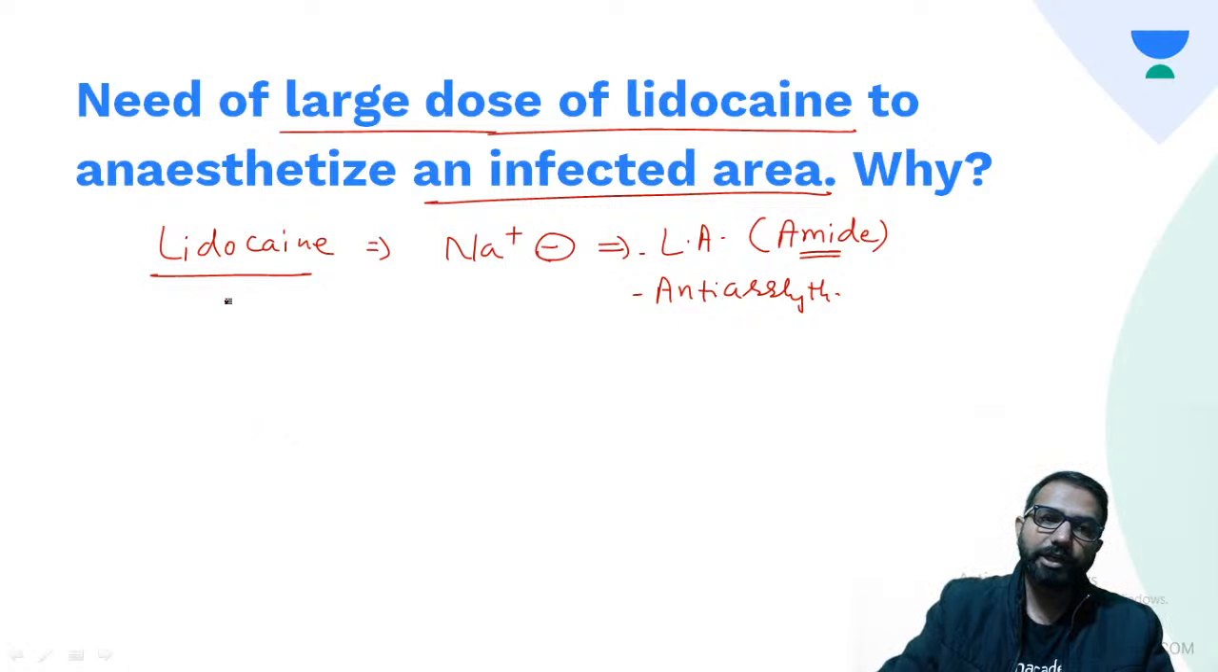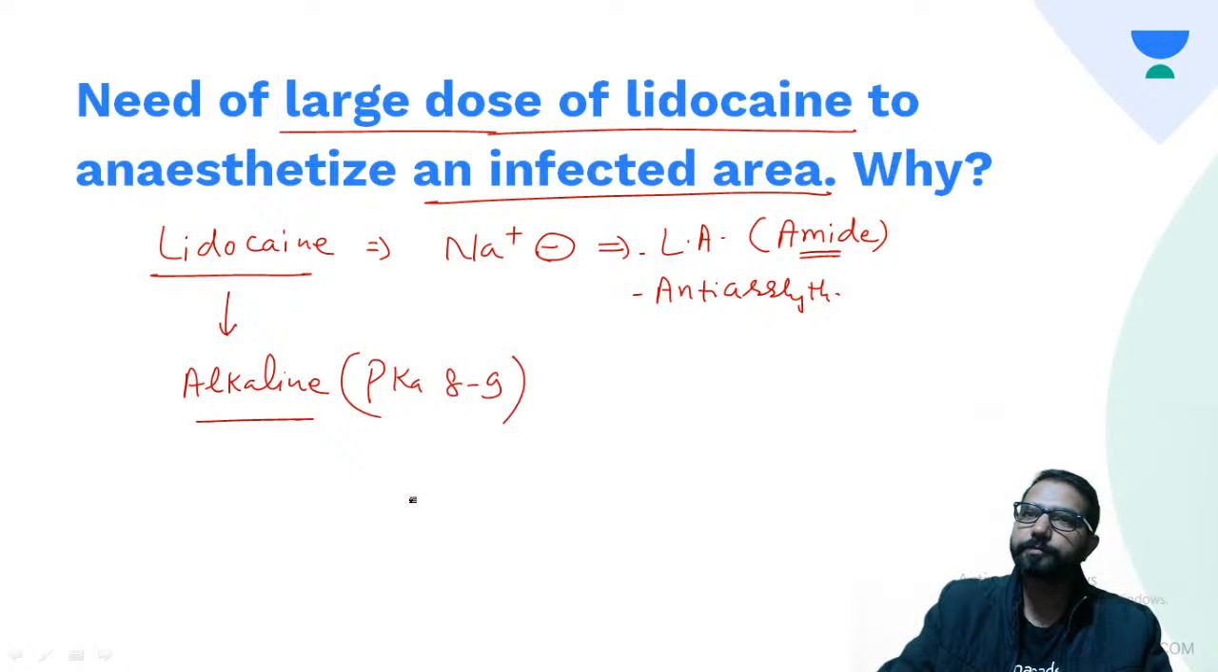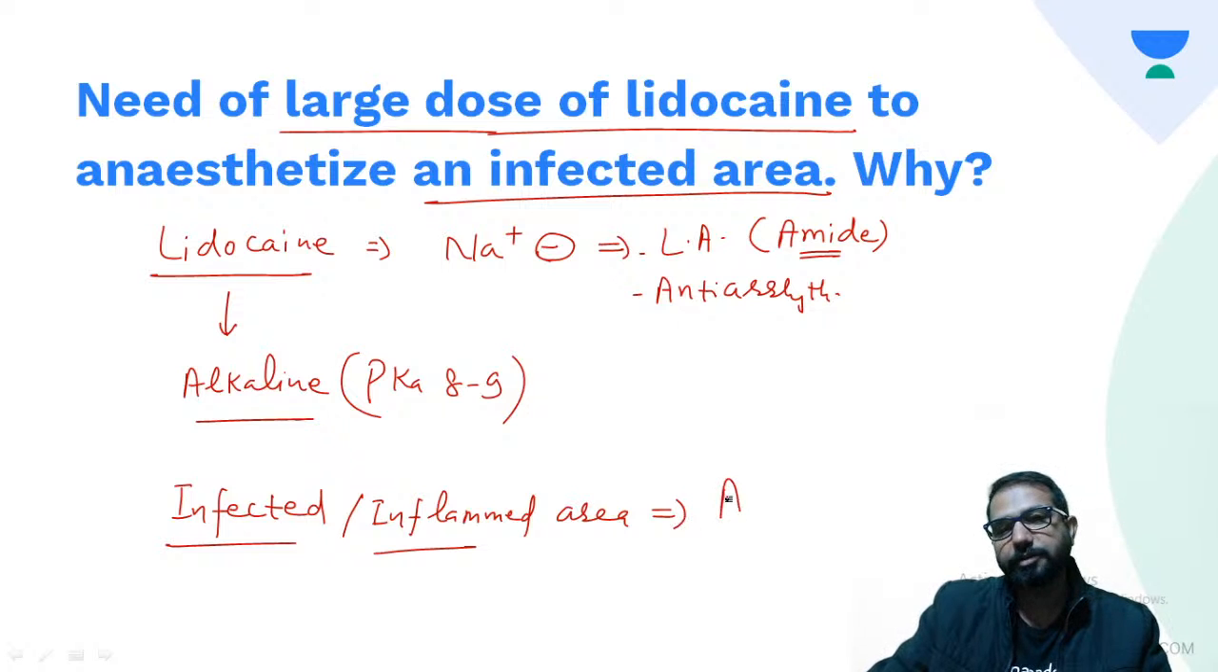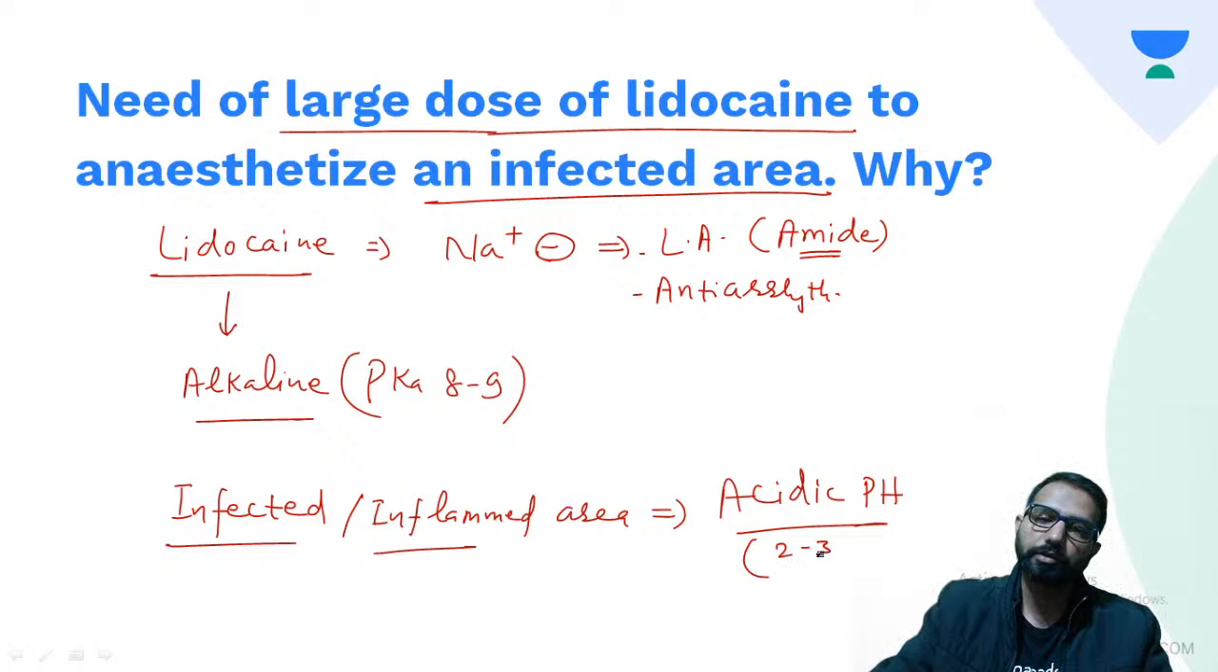Now, lidocaine is alkaline in nature. The pK of this drug is around 8 to 9. So it is alkaline in nature. In the infected or inflamed area, what happens? Acidic pH is there. You will see a pH of 2, 3. Now you can see an alkaline drug in an acidic medium.